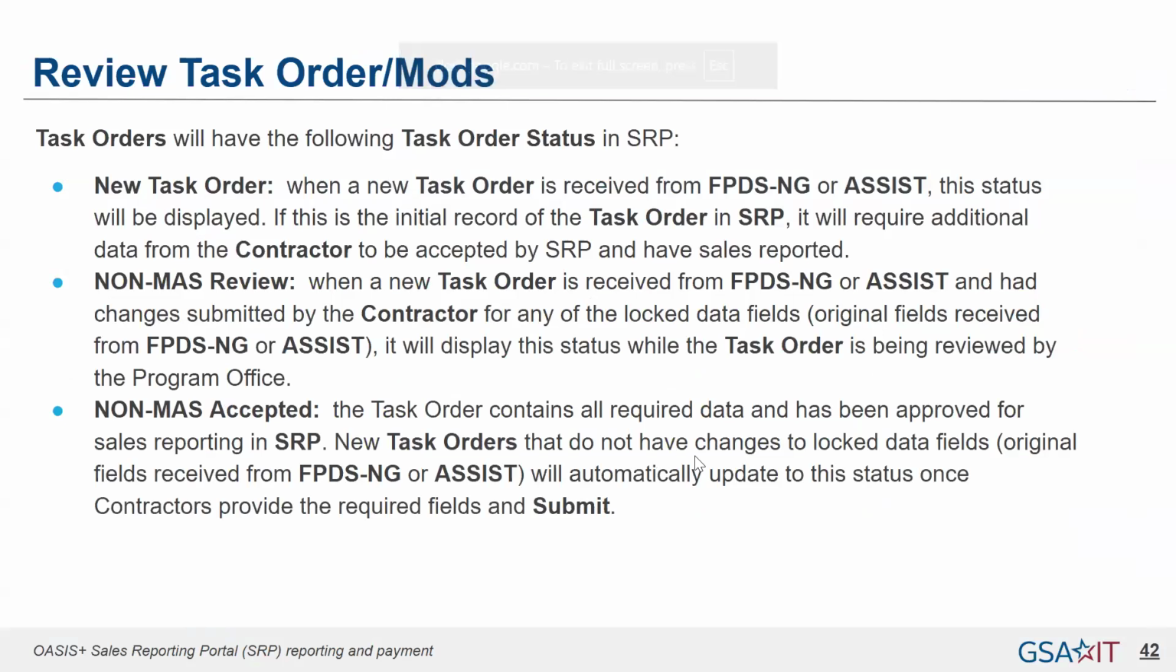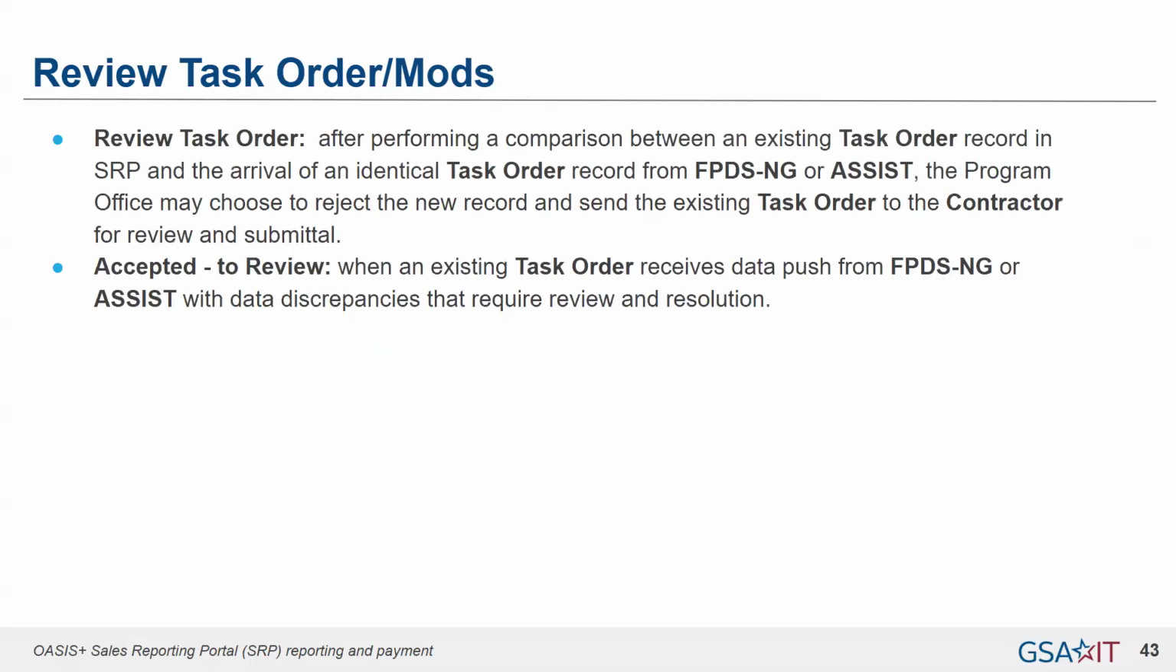All right, so going through some of the terminology here. So we talked about new task order. We talked about non-mass accepted, non-mass reviewed when you get the data from FPDS, and then we submit it. Then you submit it for validation. It goes into like a review status. That's the time between when you submit it for review and I'm looking at it right before I accept it or reject it. Review task order happens if there is an existing task order and we have a data push come through, or rather that's the accepted one. Review task orders if you need to take action on it, because something got reviewed and it's pushed back.